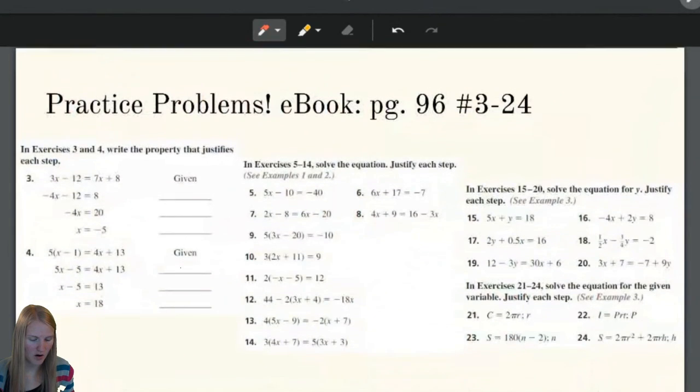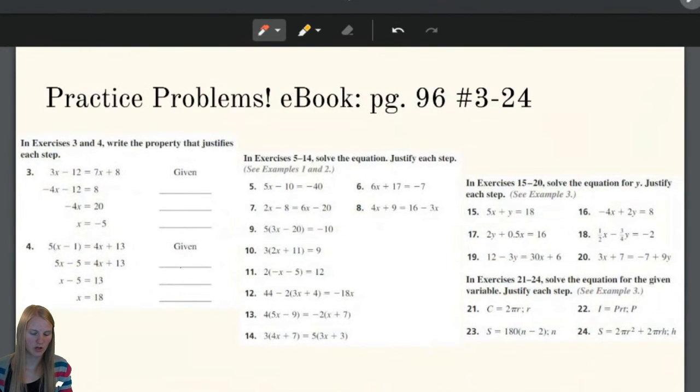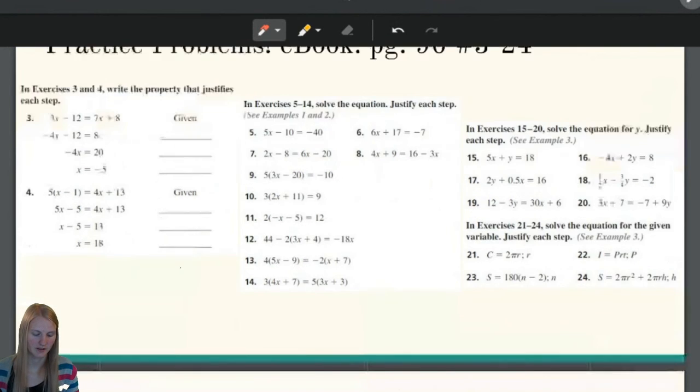So here are some practice problems that you can do to get more comfortable with the skills taught in this video. And you can see examples 1 and 2, example 3. So, try these problems, but also make sure you're doing the homework your teacher assigns.